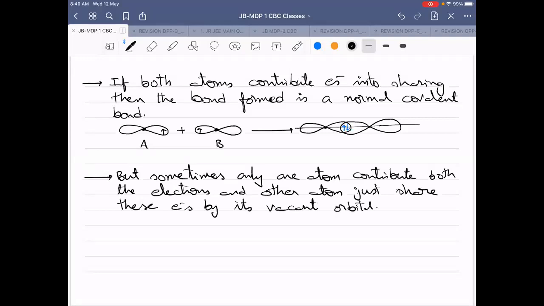That means, you see, I will give you an orbital diagram, and you can understand very easily. Here, atom A is contributing both electrons and atom B is not having any electrons. Got it? When such two orbitals, one a filled orbital and another a vacant orbital, are overlapping, you will get the bond like this.